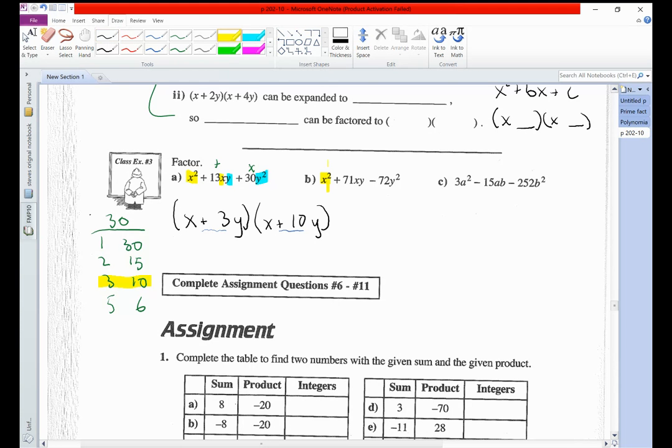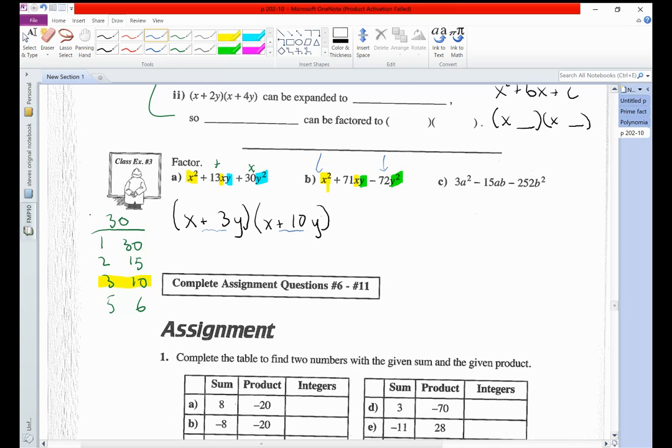an x squared, still no coefficient on it. The middle term has to have an x. The last term has a y squared, and the middle term has a y on it. And it's okay if the y squared term has a constant or a coefficient. Most of the time it will, but you still cannot have a coefficient on that x squared term.